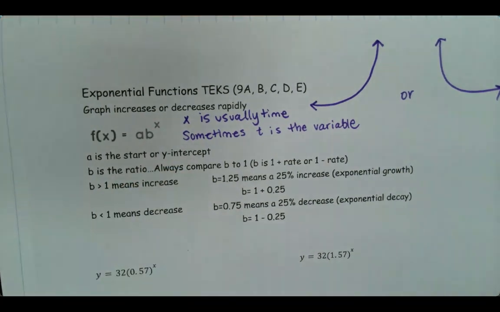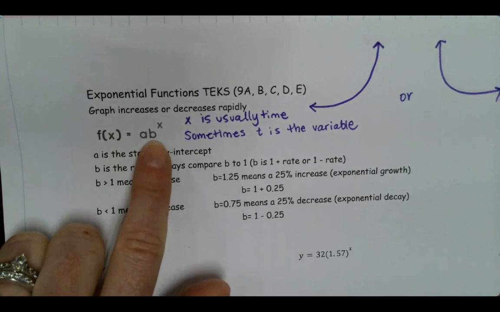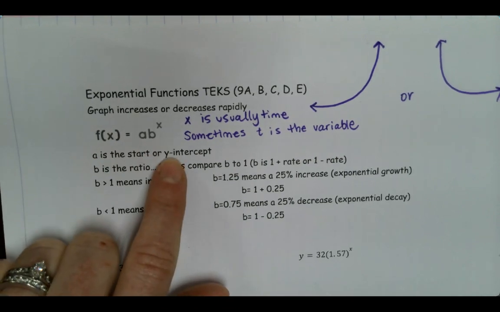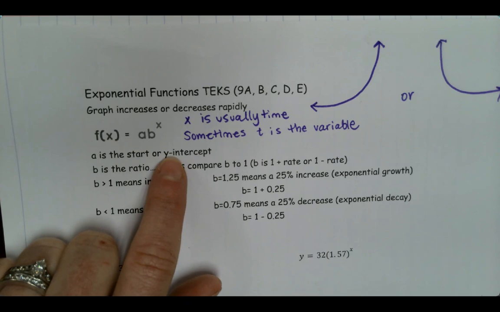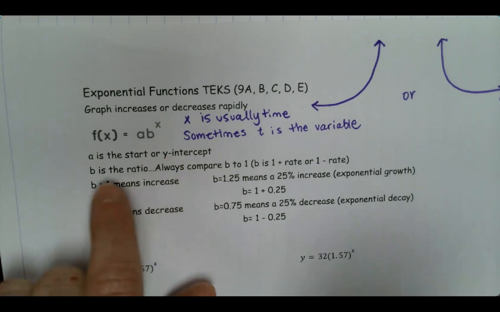So you're not going to be just given a is this, b is this, write the equation. You're going to be given a word problem, and you have to figure out what is a, what is b, and then write the equation. Or maybe you're given an equation in this form and it asks, what's the y-intercept? Or what's the rate of increase or decrease? So it's going to be a word problem, not just what is this equation.